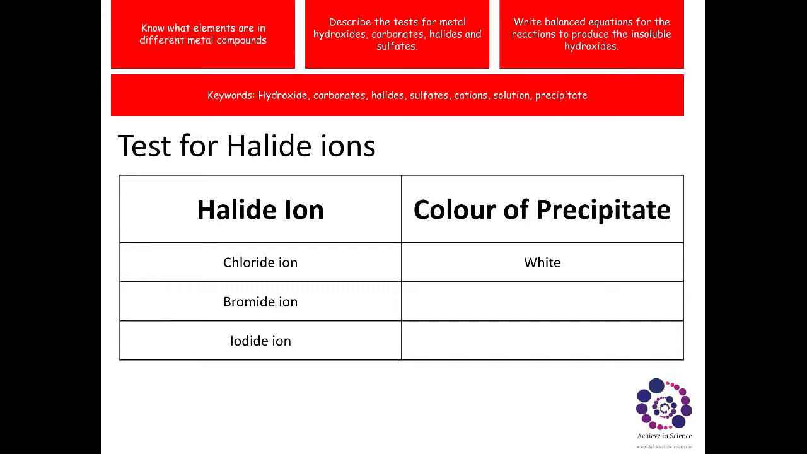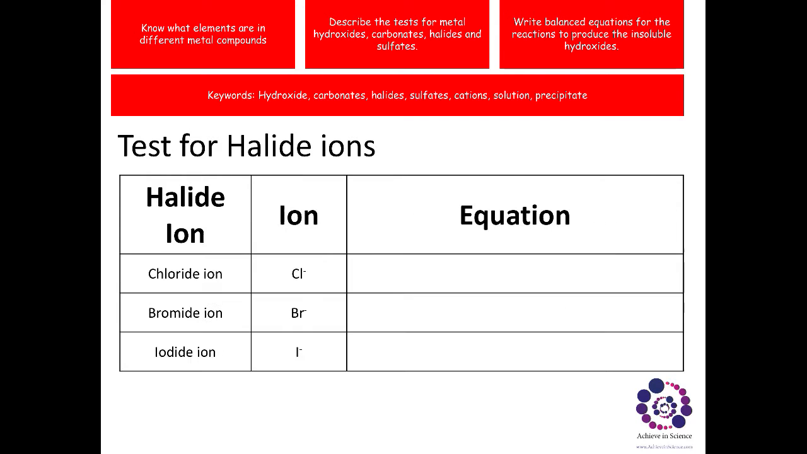So what happens? What colour is the precipitate that is formed via this reaction? Well, for the chloride ion we have a white precipitate. For the bromide ion, a cream precipitate. And for the iodide ion, a yellow precipitate is formed. Let's now look at the equation. The ions are shown on screen.